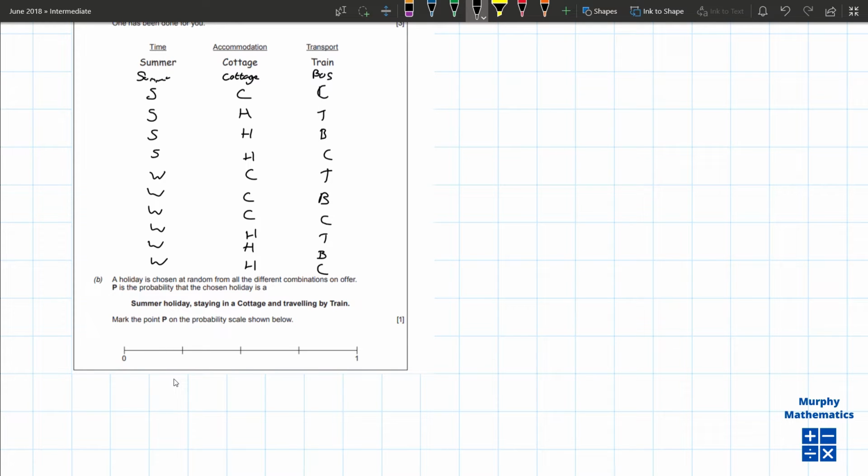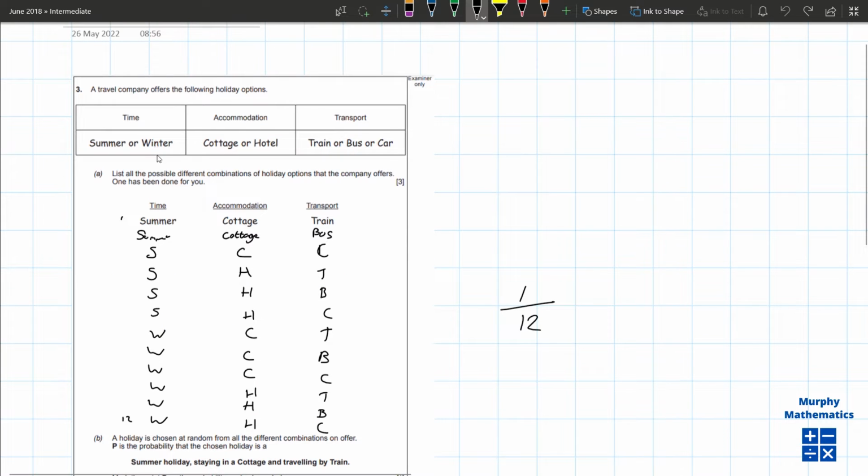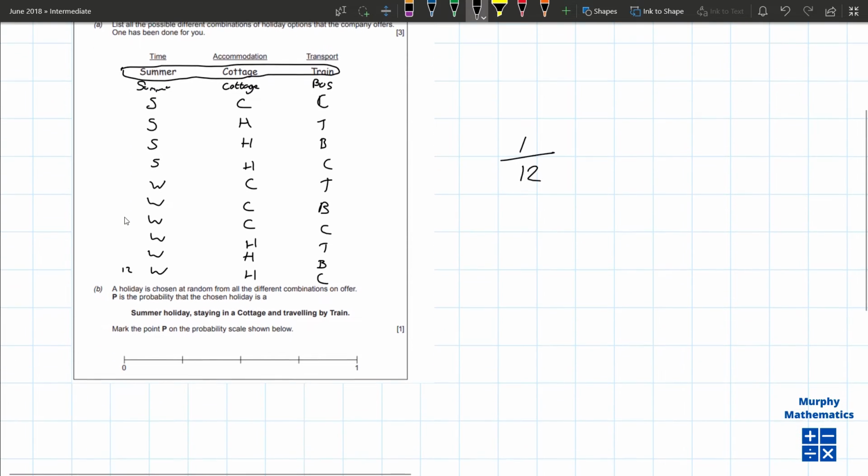And a holiday is chosen at random from all the different combinations on offer. P is the probability that the chosen holiday is a summer holiday, staying in a cottage and travelling by train. Mark the point P on the probability scale shown below. I know that's going to be 1 in 12 because I've got 12 options and they've picked out one: summer holiday, cottage, by train. It's the first one, so it's a 1 in 12 chance of getting that holiday.